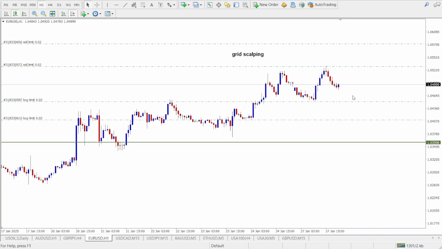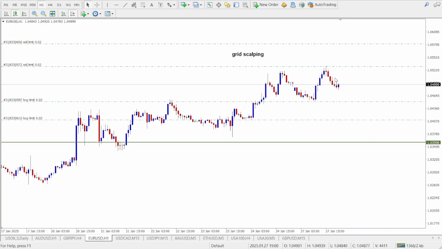Once your grid is in place, it's essential to monitor your trades and adjust as needed. Keep an eye on market news, as major events can trigger large movements that may impact your grid strategy. If the price breaks out of your grid range, you may need to close positions and reassess your setup. Remember, grid scalping is not a set it and forget it strategy. Active monitoring ensures you are maximizing opportunities and minimizing risks.